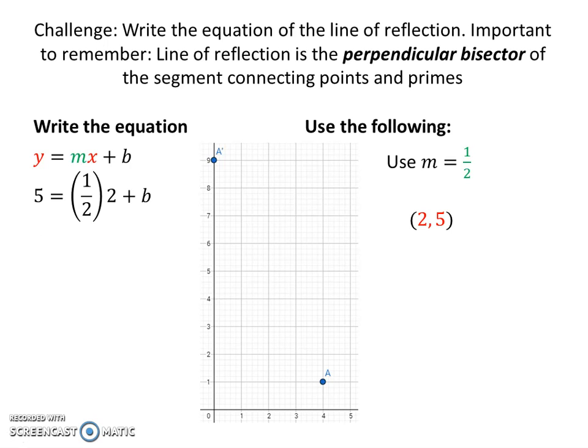We get the intercept by itself. 1/2 times 2 is 1. We subtract 1 from each side. We get b is 4. Our equation is y equals 1/2 x plus 4.